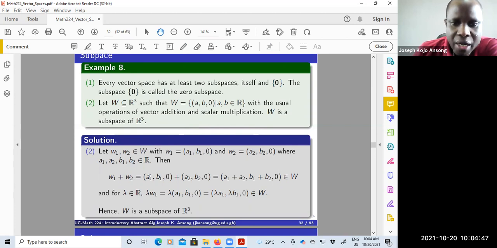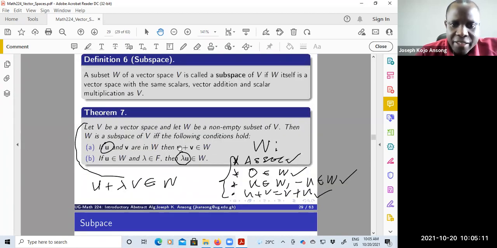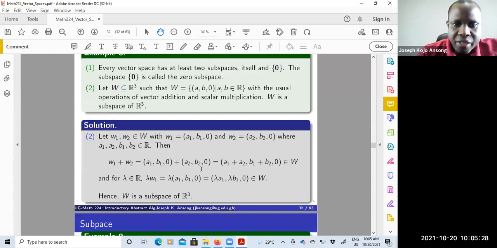The easiest one to check is that the zero vector is an element of W: (0, 0, 0). You can take A to be 0 and B to be 0, so the zero vector is an element of W. That is fine. To show that it is a subspace, you go back and show these two conditions. Show that if I take any two elements and add them, the result will be in W. If I take a scalar and multiply it by some element in W, the result will also be in W. These two conditions will tell us that something is a subspace. So that's what we're going to do here.